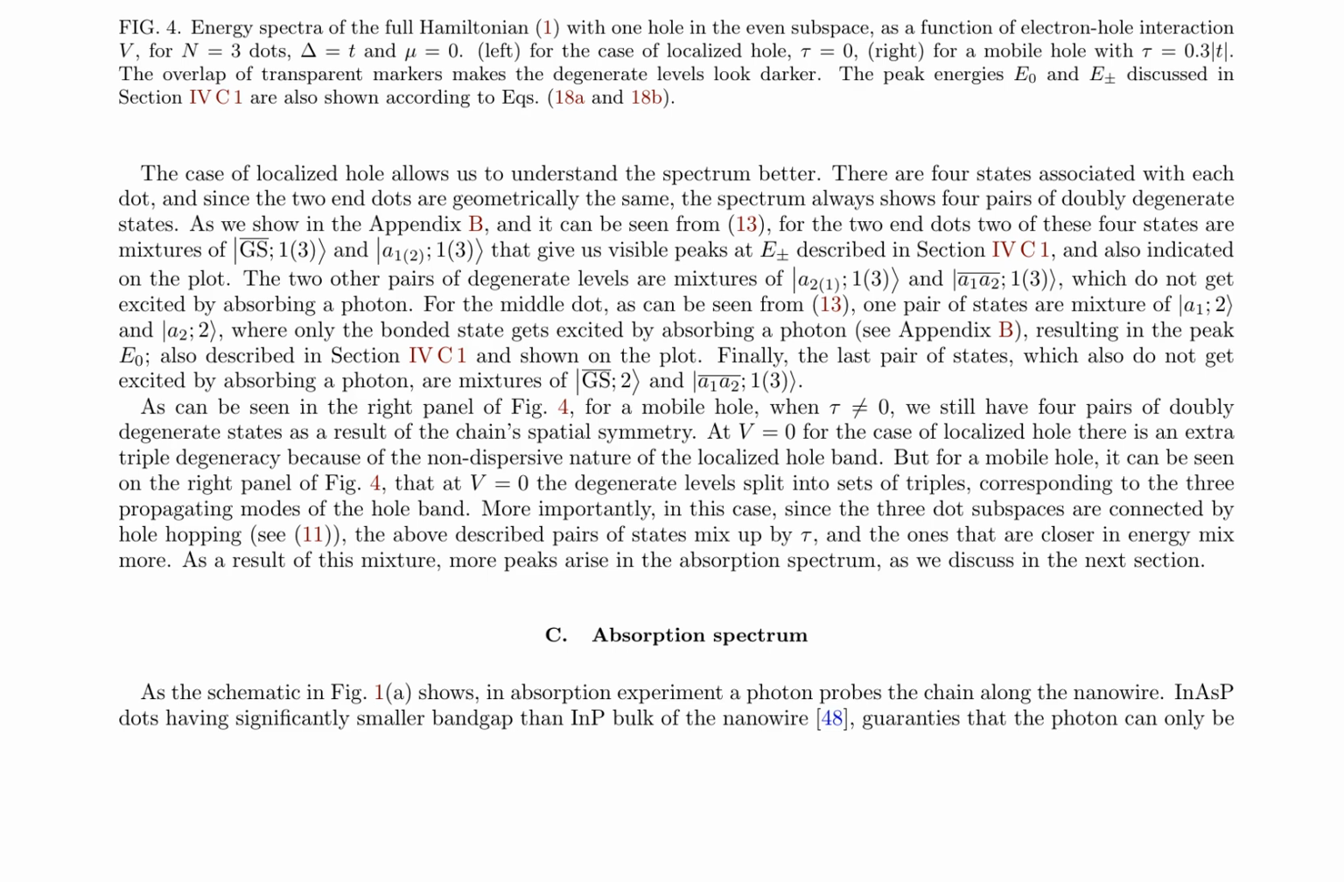In contrast, the case of a mobile hole shows a split of degenerate levels into sets of triples, corresponding to the 3 propagating modes of the hole band, leading to additional peaks in the absorption spectrum. This setup enables a detailed analysis of the energy spectra and its dependence on the electron-hole interaction.